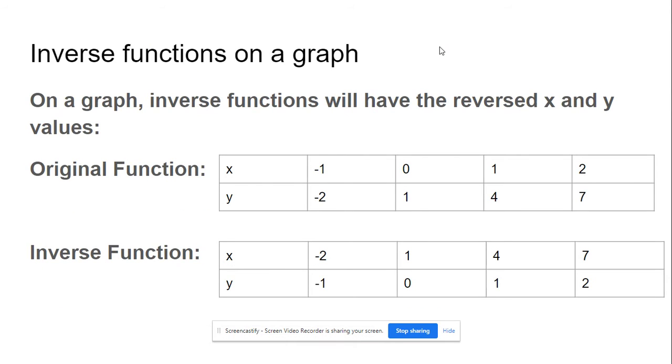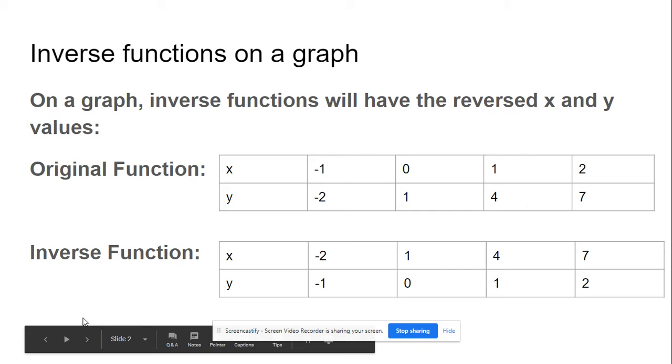As we mentioned in the previous video, in the previous SLT, on a graph, inverse functions will have the reversed x and y values. So here you see x, y values for an original function, and they are reversed for the inverse function. As an example, point (-1, -2) is on the original function, and point (-2, -1) is on the inverse function.